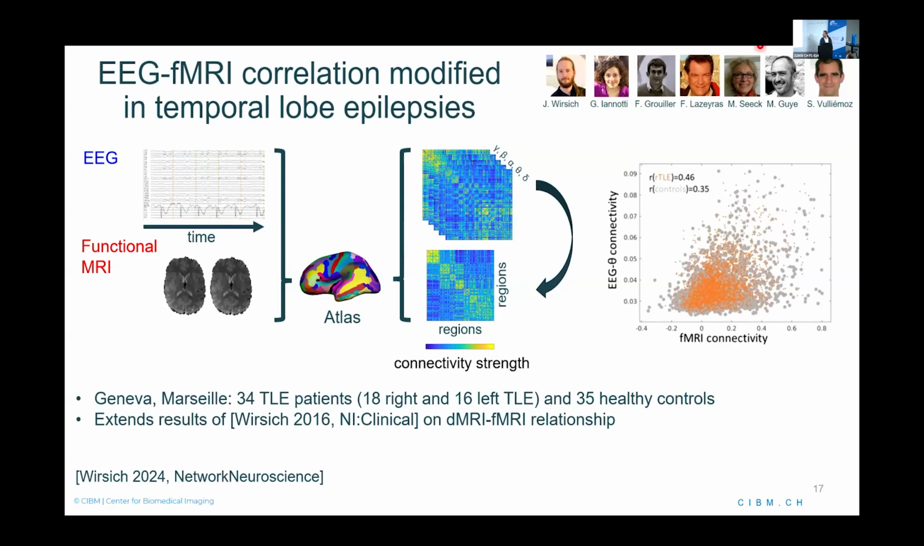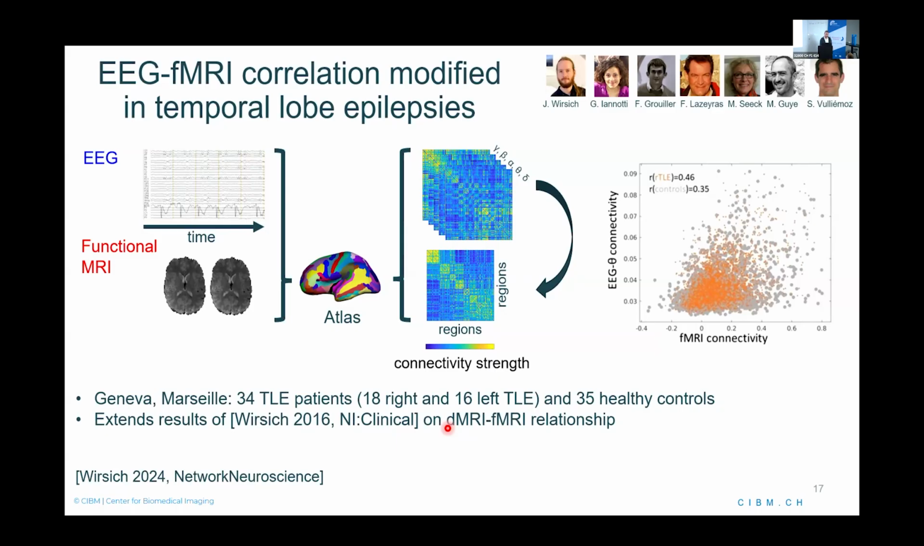And we did a little study before, back in Marseille, looking at the relationship between diffusion MRI and functional MRI. And what we've shown is indeed the relationship between diffusion MRI and fMRI is much more correlated in temporal lobe patients.